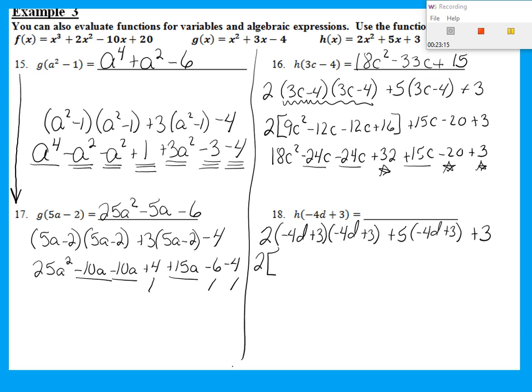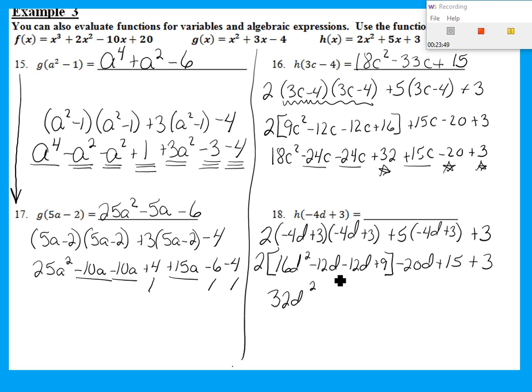So here's how your number 19 is going to look. I'm going to have a 2, and we're going to write down negative 4d plus 3 twice because it's a quantity squared. And then I'm going to have plus 5 times negative 4d plus 3. And then we'll have that plus 3. So once again, guys, leave the 2 alone. FOIL this out. So negative 4 times negative 4 is positive 16d squared minus 12d minus another 12d plus 9. I'm going to distribute the 5 and get negative 20d plus 15 minus 3, or plus 3. I'm going to distribute this 2, so I'm going to get 32d squared.